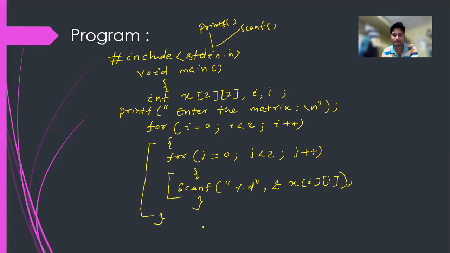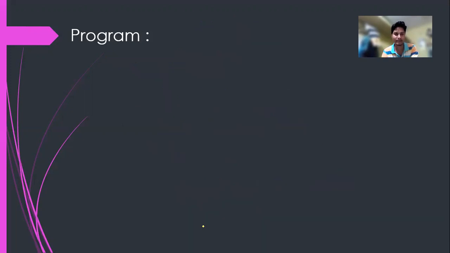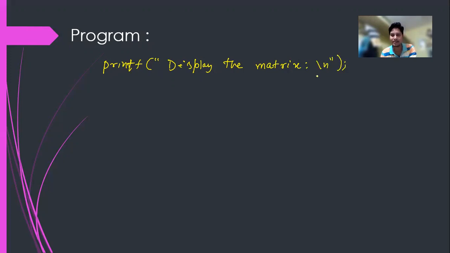Okay, so here I'm writing printf within double quotation "Display the matrix:\n" double quotation bracket and semicolon. \n stands for new line character, and after this statement is executed, the next line will be printed below.